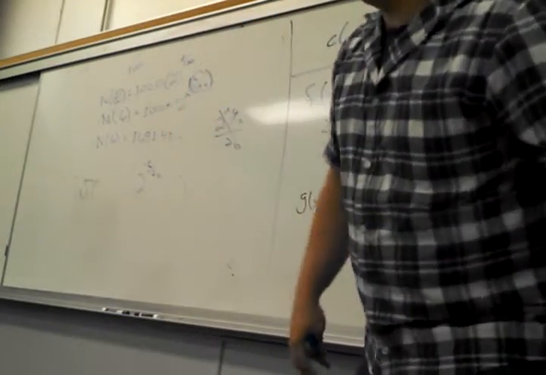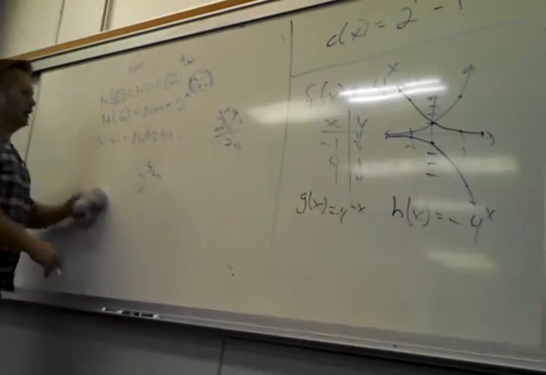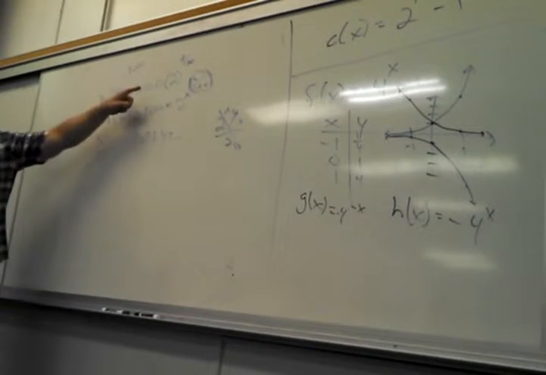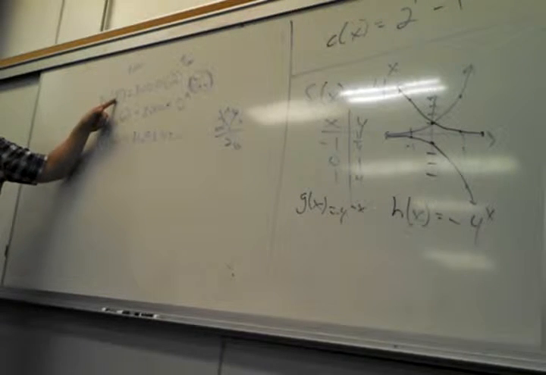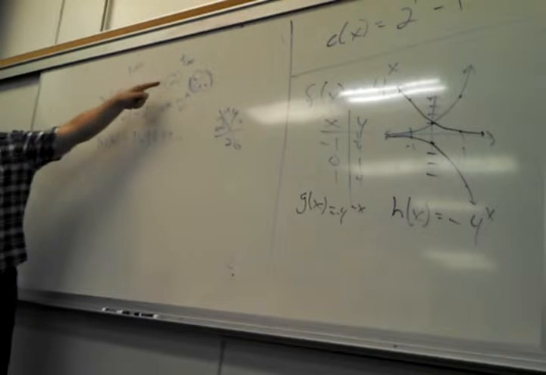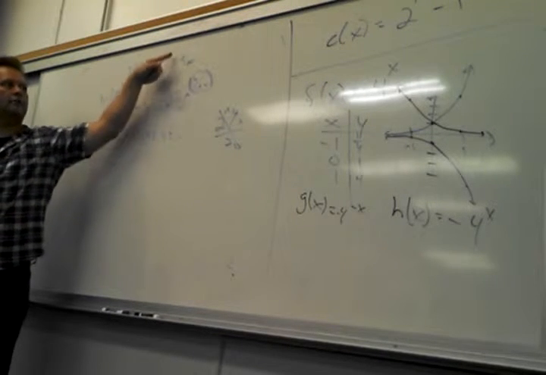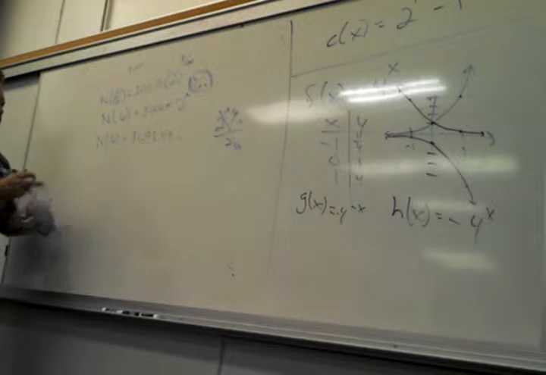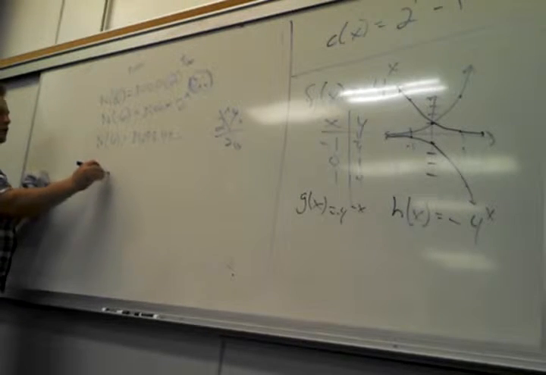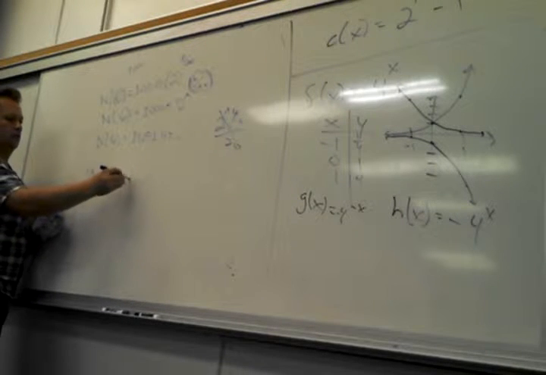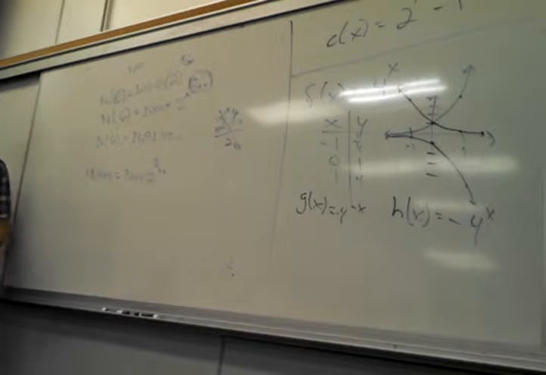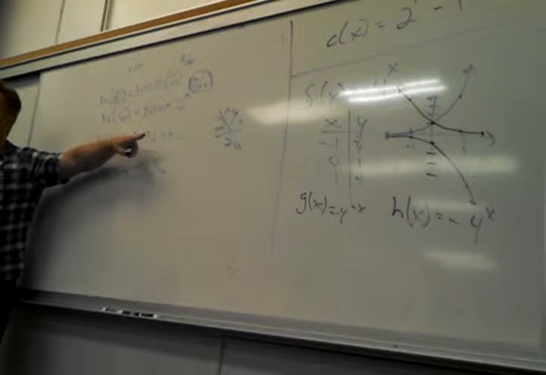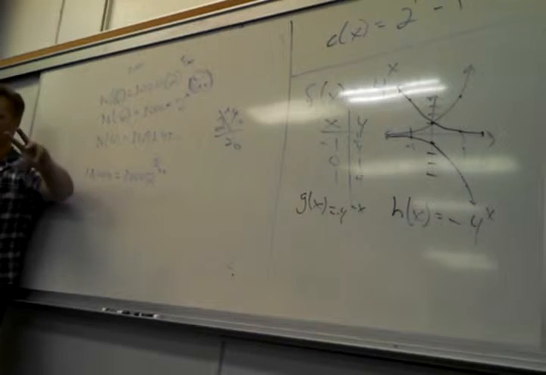So where it gets more interesting is if I ask you, how long will it be until I get 18,000 bacteria? We can't do that right now because that would require me to solve for t, and t is up here. We'd have to say the number is 18,000 equals 3,000 times 2 to the t. We don't have a way to solve for t because we don't yet know the inverse of an exponential. So that's the next section. I'm going to get into that right now.